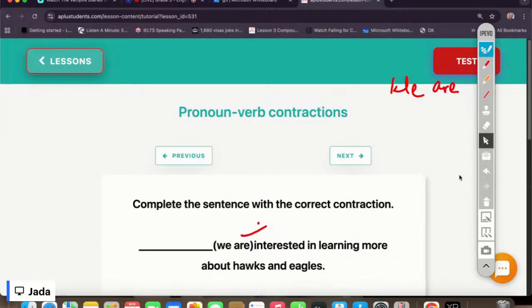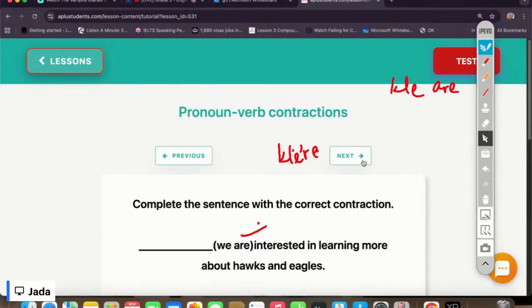Okay, good job, Elite. That is the contraction. We're, we are. Okay, good job. So you can see that the apostrophe takes the place of the a, which is missing. Okay, so this is the correct contraction of we are. All right, good job, guys. Good job, everybody. So let's move on to the next one.